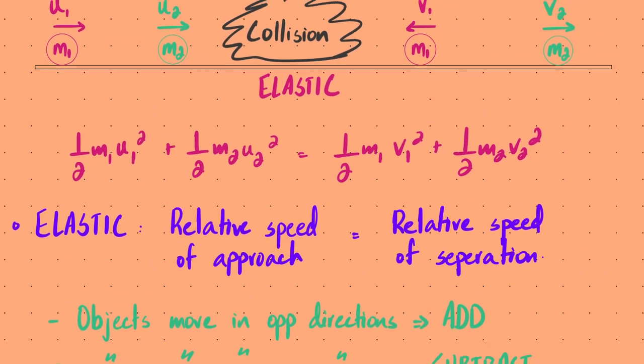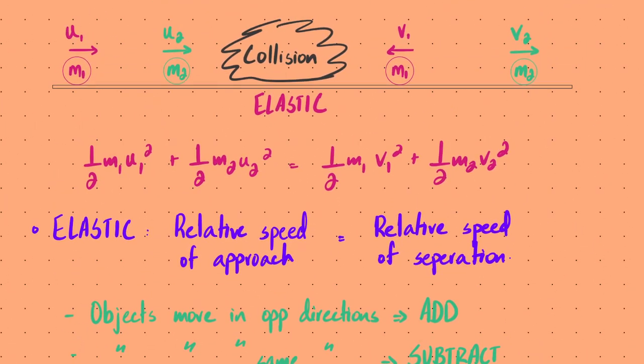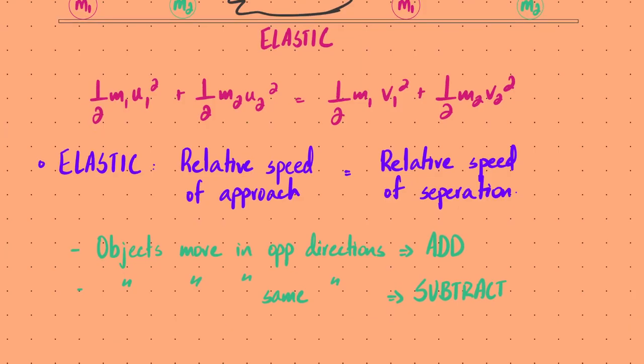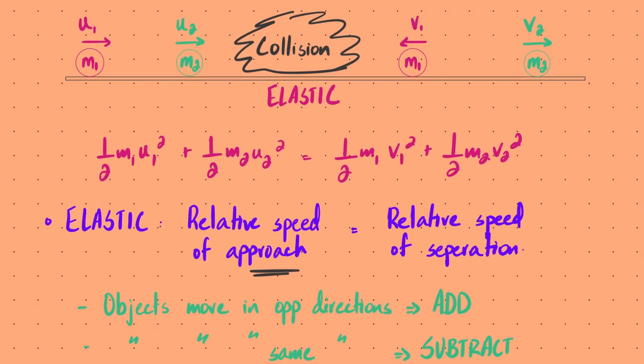Now, for example, if I had to write the relative speed of approach here, say u1 is catching up to u2, this means that u1 has to be greater, right? Otherwise, there would never be a collision happening. This would just be speeding away. So if u1 is greater than u2, they are moving in the same direction. I would subtract, so it would be u1 minus u2. This is the relative speed of approach, before the collision. And after the collision, they go away in opposite directions, so that would be the addition of the two, v1 plus v2.